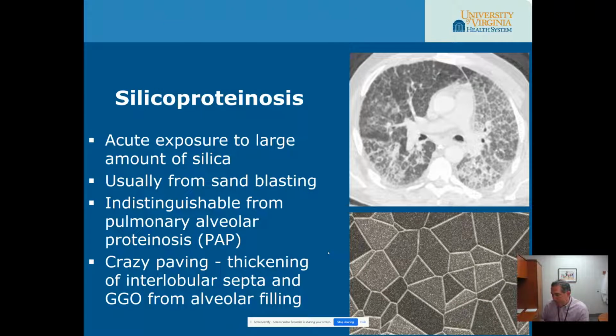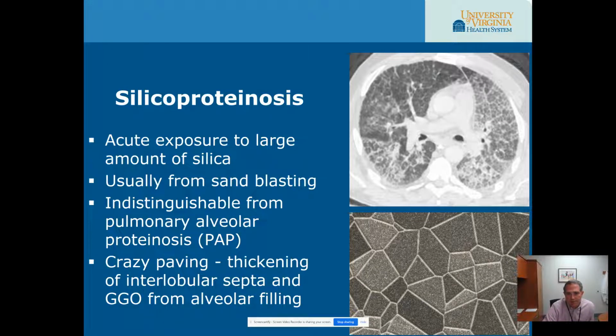Another, with silica, if you're sandblasting or rock blasting and aerosolizing in an acute setting, if you inhale that, you can get a more acute process. Again, the other, progressive massive fibrosis, is 10-20 years. This is more of an acute setting where you get this acute pneumonitis.